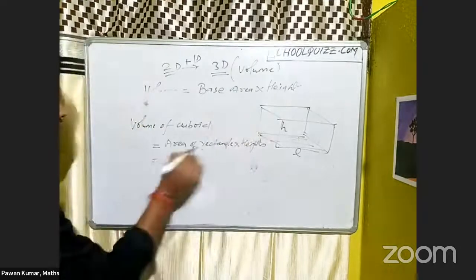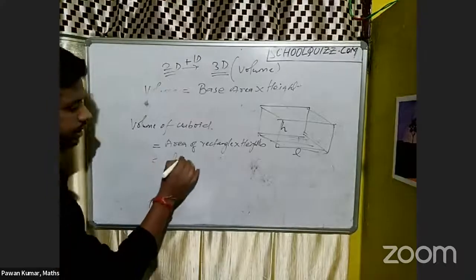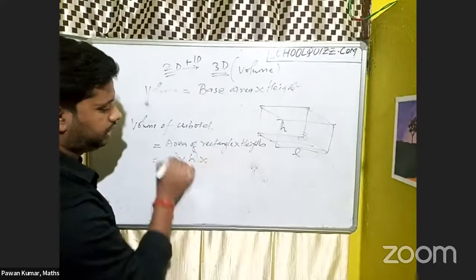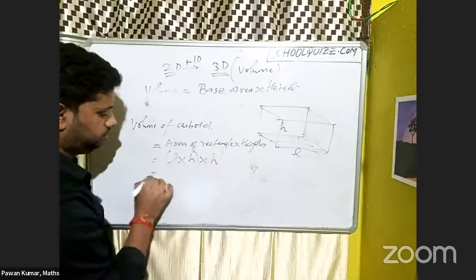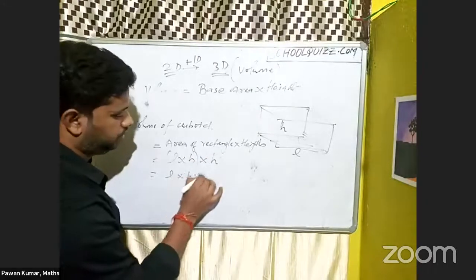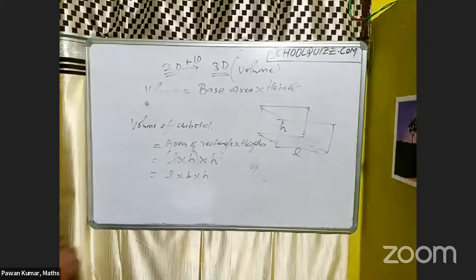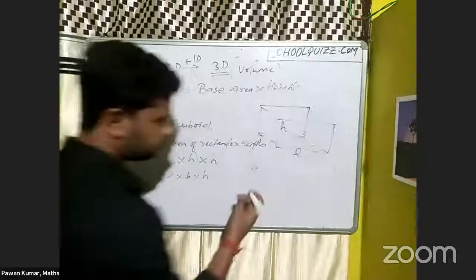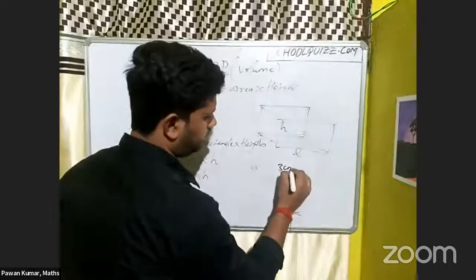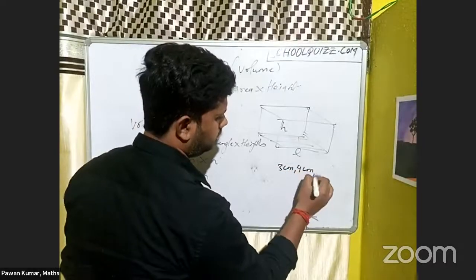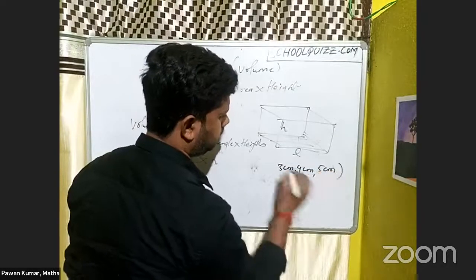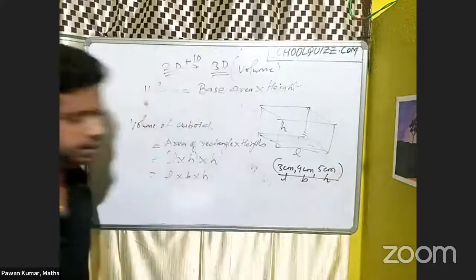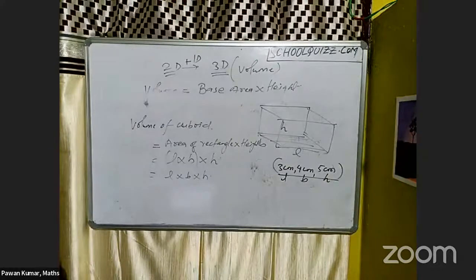Okay. So area of rectangle is nothing but, we know, length into breadth, and what is the height here? H. So L into B into H will be the formula for cuboid. So just find the volume for this one: 3 centimeter, 4 centimeter, and 5 centimeter. Let this be length, this be breadth, and this be height. Find out the volume of the cuboid.